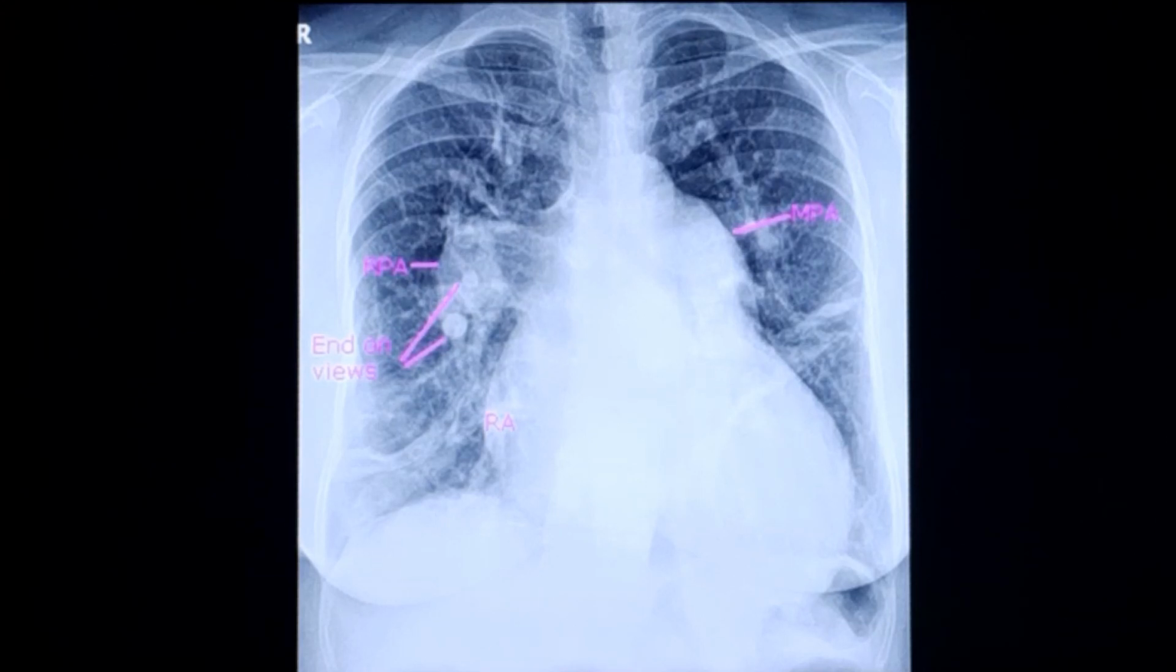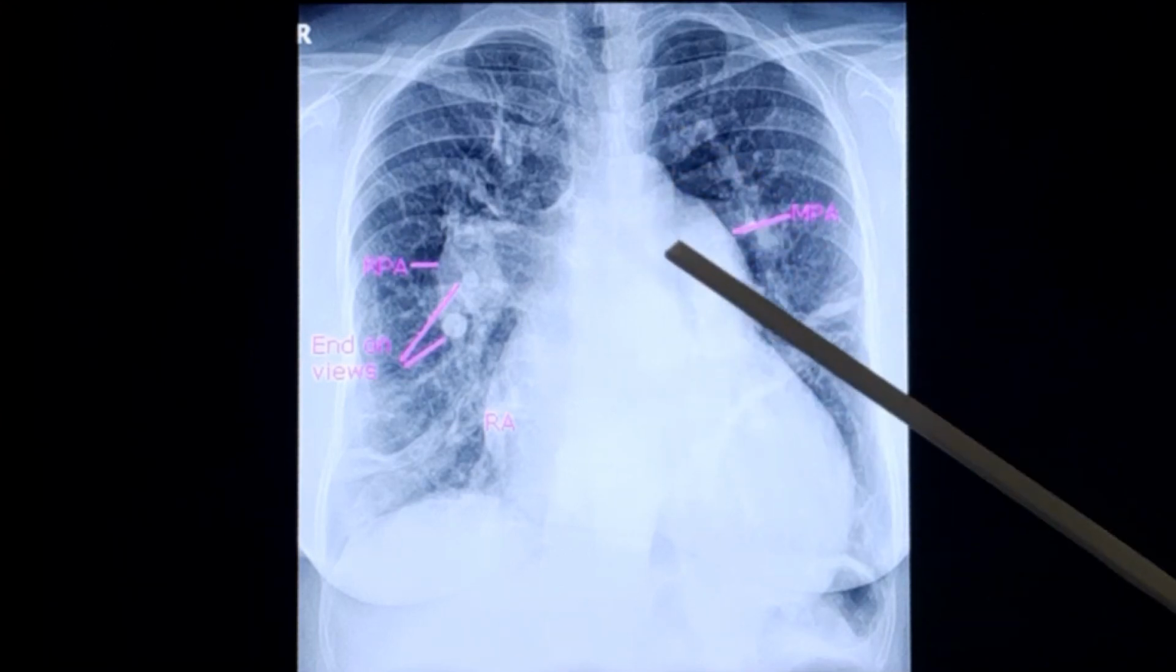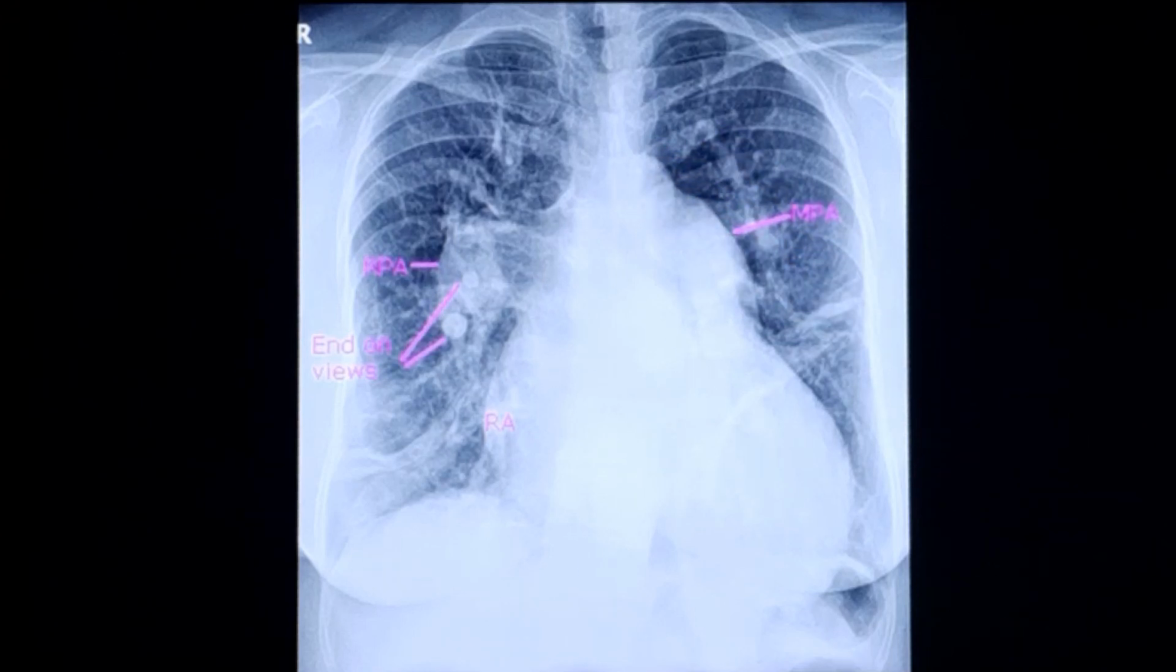And between VSD and PDA Eisenmengers, what you expect is, if there is a prominent aortic shadow, that will be in favor of PDA. While if it is not there with normal cardiac size, that will be in favor of VSD. Then suprasystemic pulmonary arterial pressures are more likely in ASD, because suprasystemic pulmonary arterial pressure almost never develops in VSD and PDA Eisenmengers.